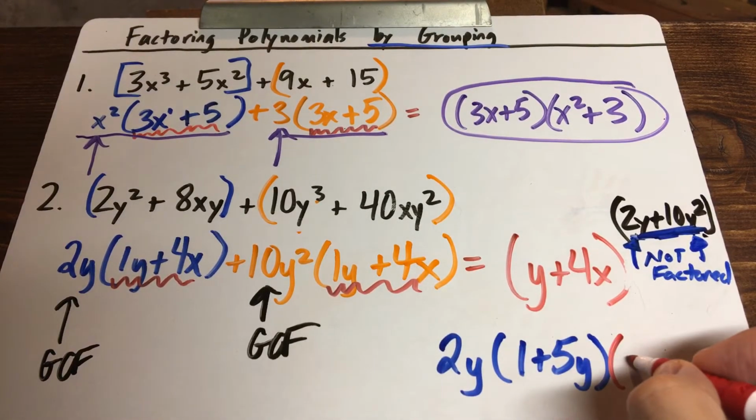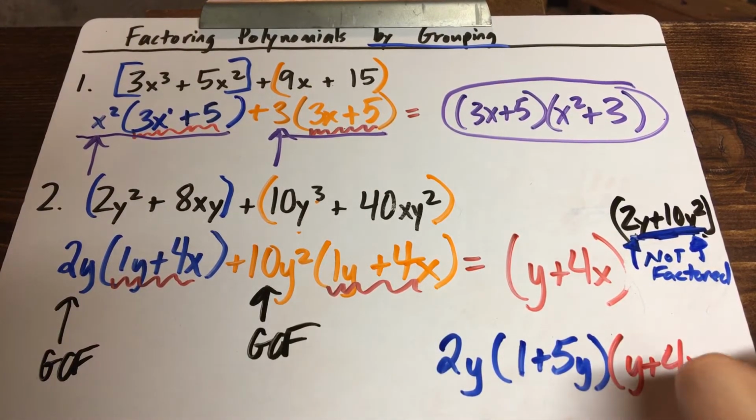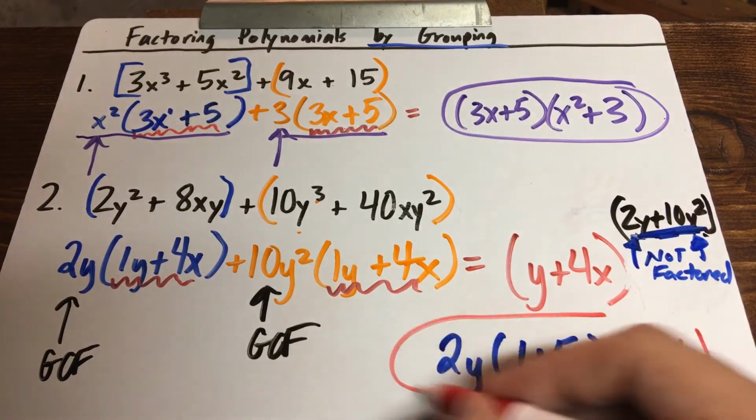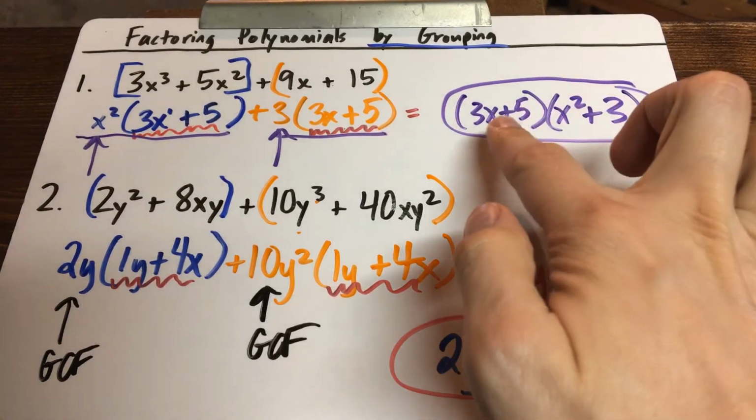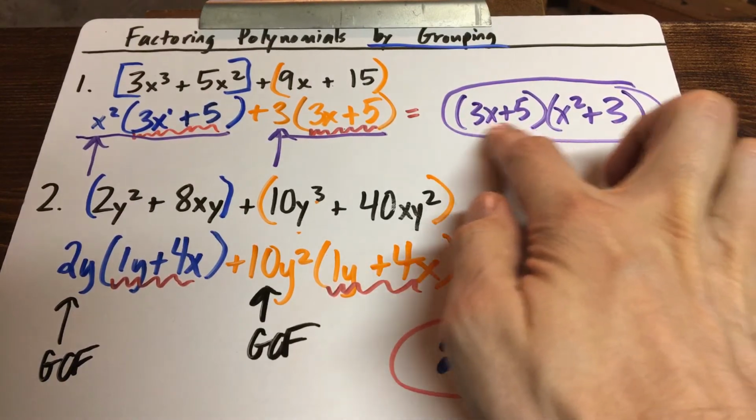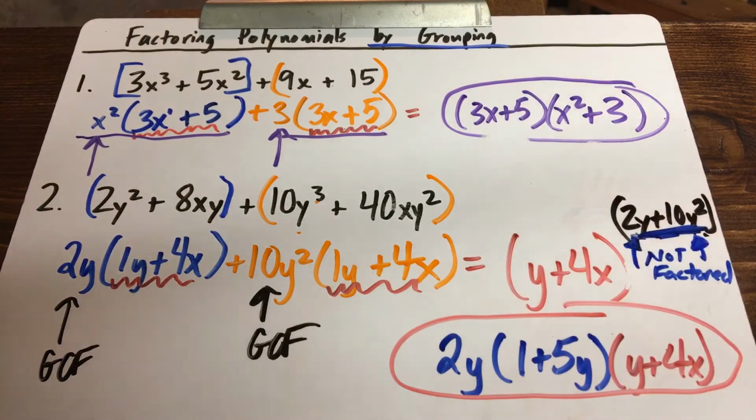The second parentheses is still good. This one did not have anything in common. And so this actually looks like that. Sometimes that'll happen every once in a while. I didn't really intend for that to happen. I just made these questions up on my own. But sometimes you need to double check in your final answer. Is there a greatest common factor here? Is there a greatest common factor here? Because if there is, you'll have to factor that out as well.